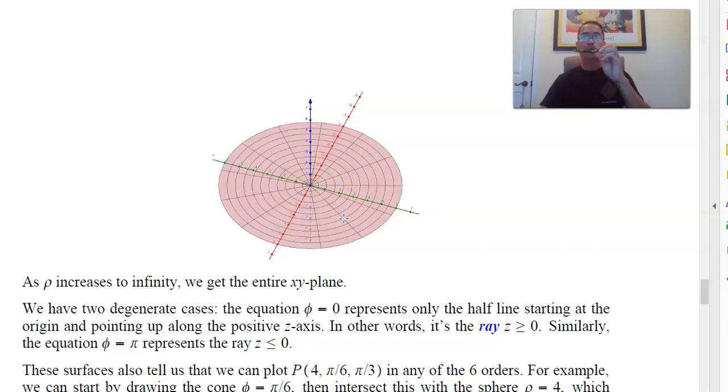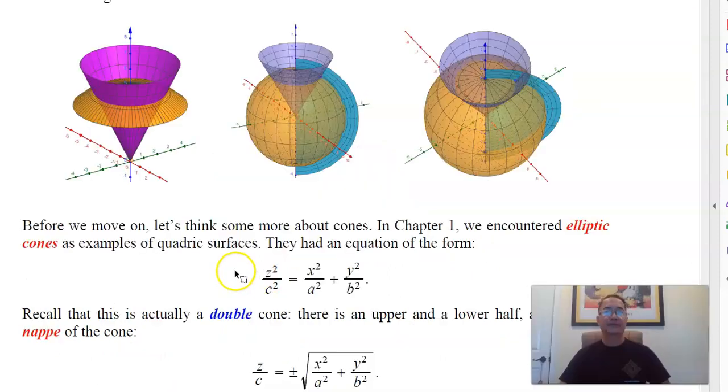Those are the points on the xy plane, because what is cosine of pi over 2? We just get 0, okay? So the z-coordinate is always going to be 0. There are two degenerate cases. When phi is 0, it's the half line pointing along the positive z-axis, so it's not a surface, okay? And if phi is pi, you get the negative z-axis, okay? So we're not going to use those to create our surfaces.